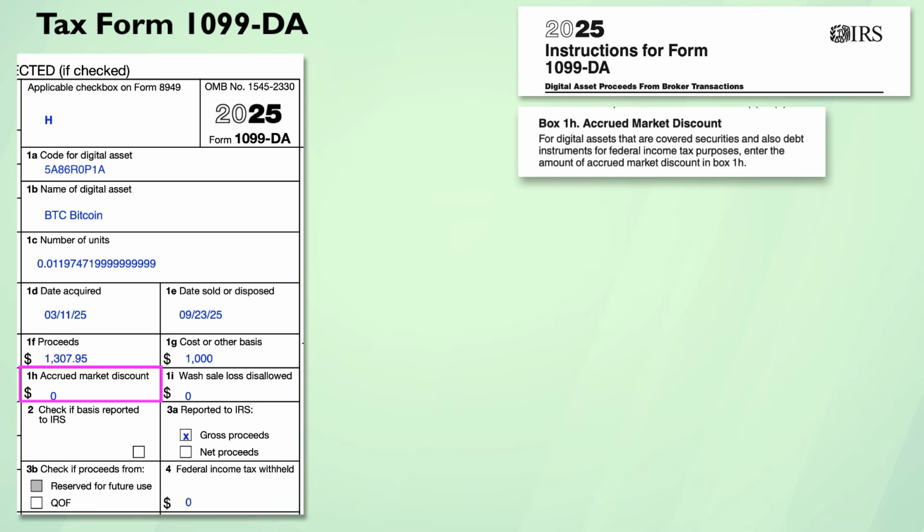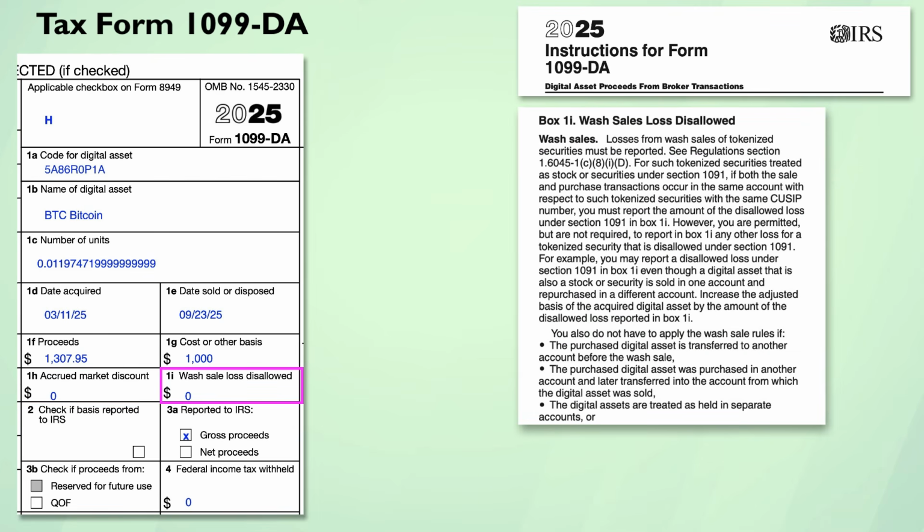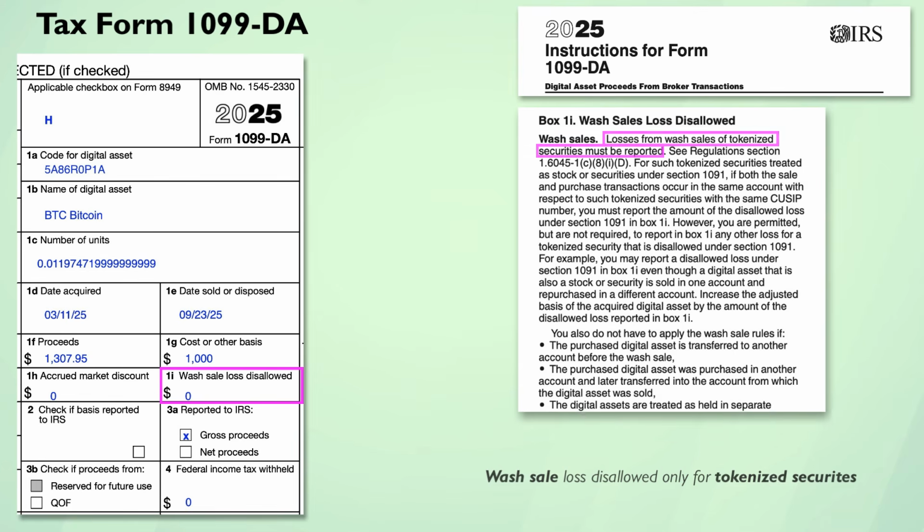Box 1H shows accrued market discount. Box 1I shows disallowed wash-sale loss. Wash-sale laws generally will apply only to tokenized securities such as crypto ETFs that function like stocks or mutual funds.